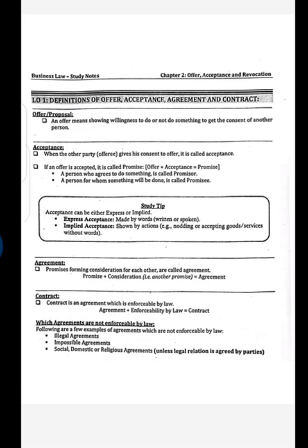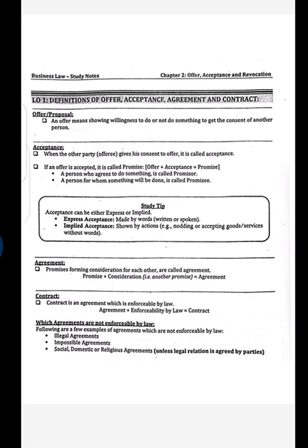As per the book, an offer means showing willingness to do or not to do something to get the consent of another. An offer, when accepted by the offeree, becomes an acceptance. So what is an acceptance? As per the book, when the other party, the offeree, gives his consent to the offer, it is called an acceptance. If an offer is accepted, it is called a promise.